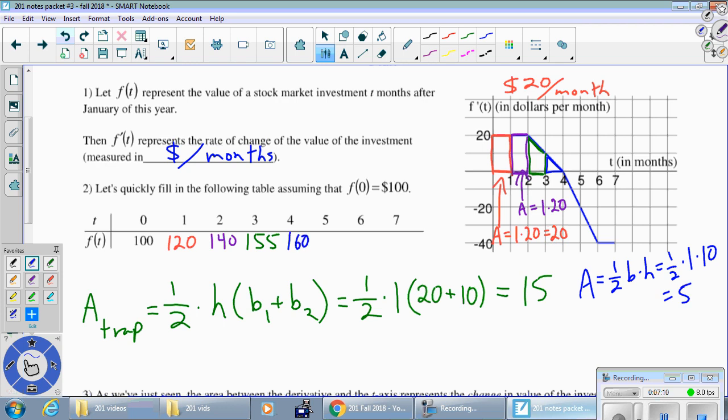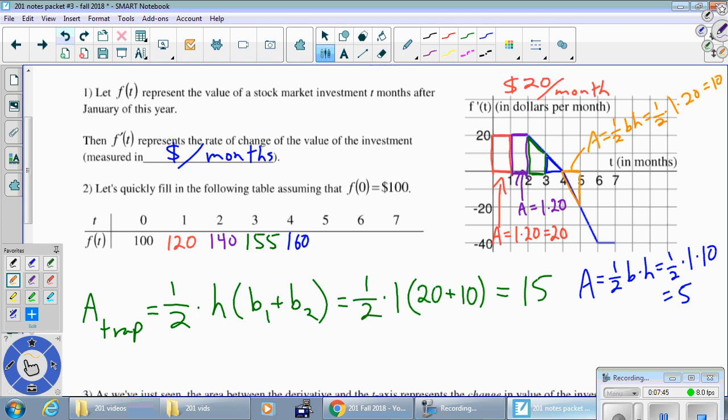The stock market is fantastic. Okay, let's take a look at between months 4 and 5. Here we go. So this is the triangle whose area we want. Remember, it's not always the stuff below the curve. It's always the stuff between the curve and the horizontal axis. Okay, so the area of that one, half base times height. Base is 1. Height is 20.